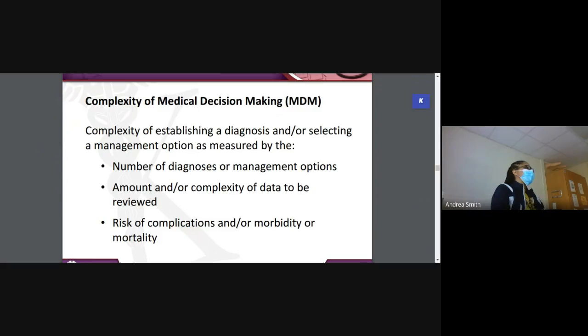The complexity of establishing a diagnosis and/or selecting a management option is determined by the number of diagnoses or management options. So what did it take to come to this conclusion and how are you treating them? The amount and/or complexity of data to be reviewed. Do they have lab results, x-rays, etc.? And the risk of complications and/or morbidity or mortality. Can they die? Will they die? We hope not. Neither.